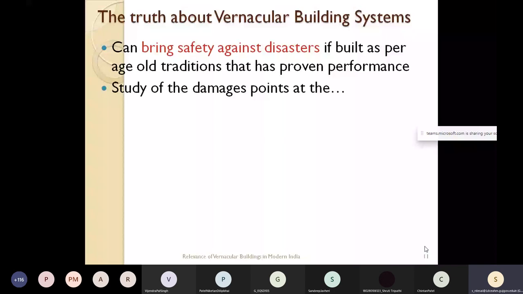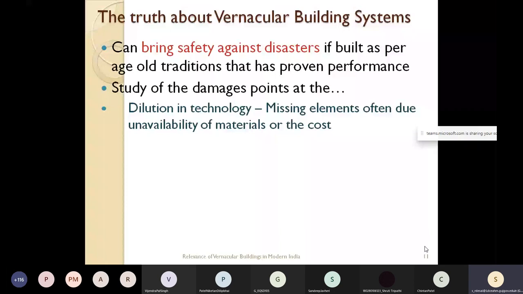And the first thing that comes out is that there is dilution in technology. There are missing elements, typically bands and so on. There is acute dilution which has happened in the last 30, 40 years for a variety of reasons, and this makes these buildings vulnerable. Of course, there is also deterioration in quality due to degradation of artisans. Gone are the times when a mason's son was a mason and a carpenter's son was a carpenter. In the last 50 years after India became independent, things have changed dramatically, and for a variety of reasons this tradition has broken down. As a result, new people have entered, resulting in degradation of skills and knowledge.